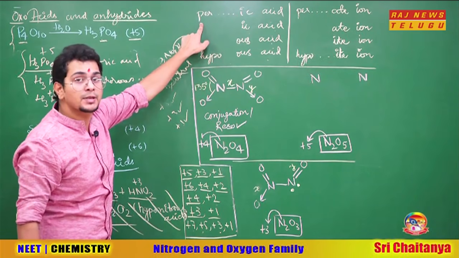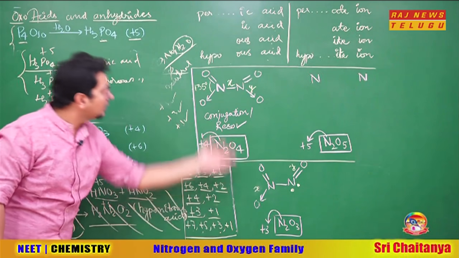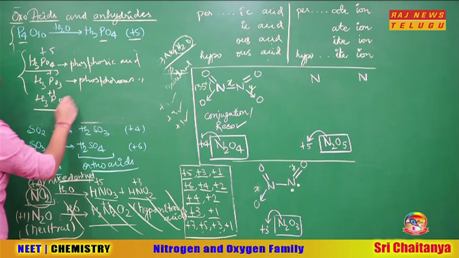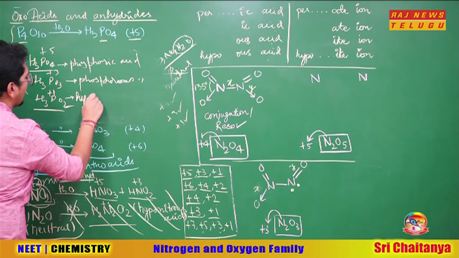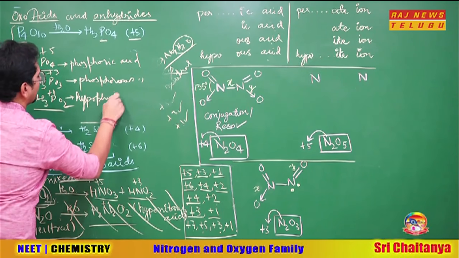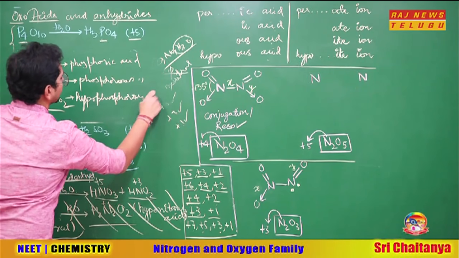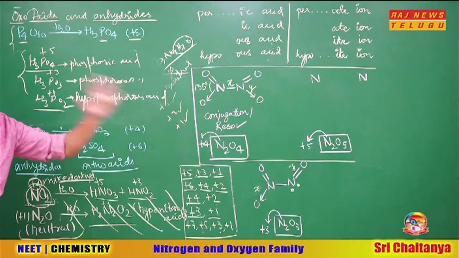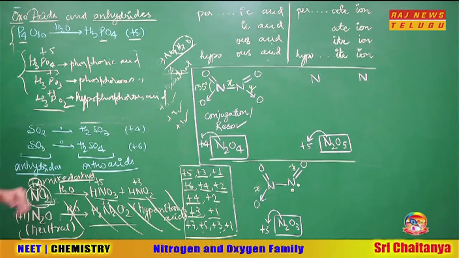When will you disturb this? When 4 oxy acids will come, then you will disturb this. Going ahead, H3PO2 will be called hypophosphorous acid. Why hypophosphorous acid? Because hypo-ous acid is for the lowermost oxidation state. Understand here now, what will happen if I make their anions?